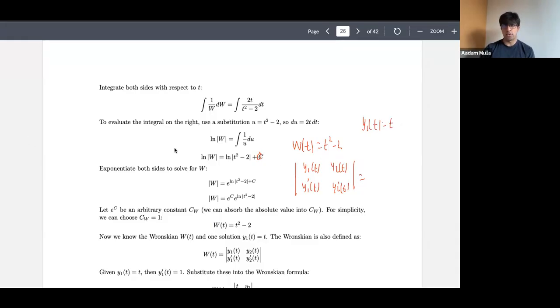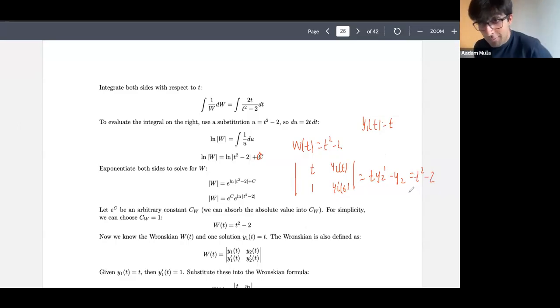So you can plug that into the first column. Okay, so y1 equals t is a solution. So here the top left corner is going to be t, and then here is going to be 1, correct? And then we can find the Wronskian, and we know that the Wronskian is going to equal t squared minus 2 at the end. We can find the Wronskian this way and say, okay, t times y2 prime. I'm going to start removing the of t now. So t times y2 prime minus 1 times y2 equals t squared minus 2.